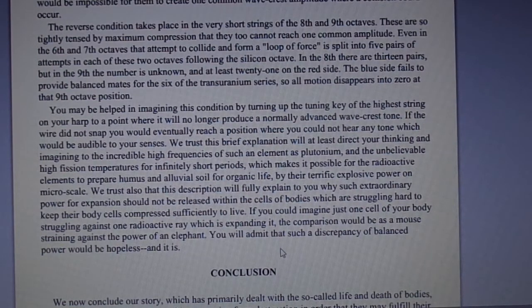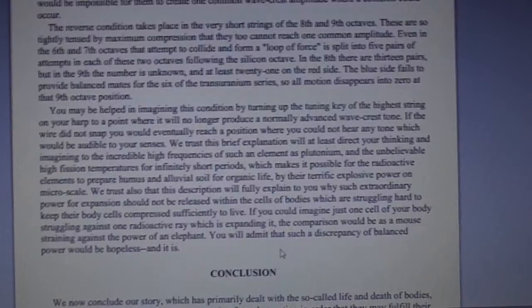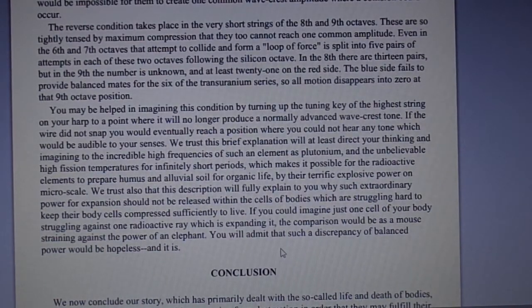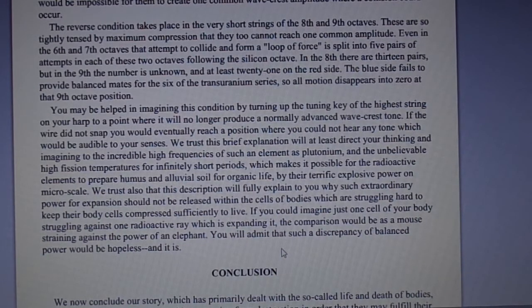We trust also that this description will fully explain to you why such extraordinary power for expansion should not be released within the cells of bodies which are struggling hard to keep their body's cells compressed sufficiently to live. If you could imagine just one cell of your body straining against the power of an elephant, you will admit that such a discrepancy of balance power would be hopeless, and it is.